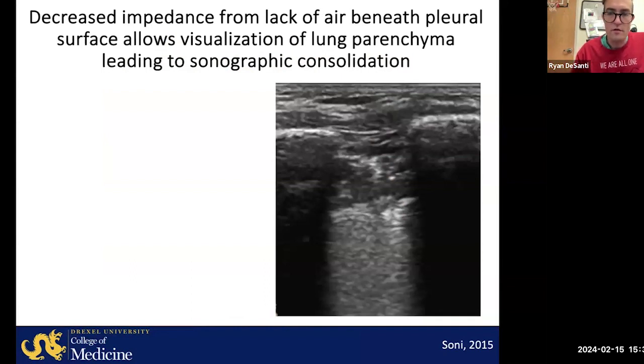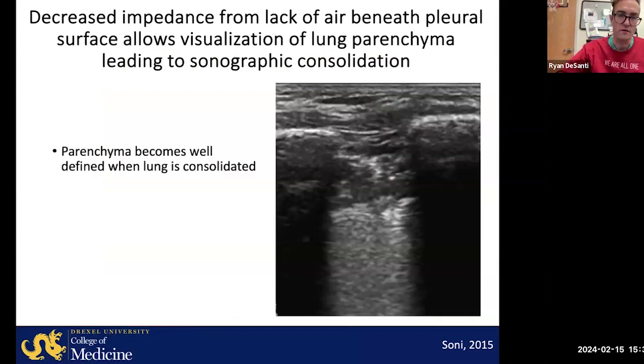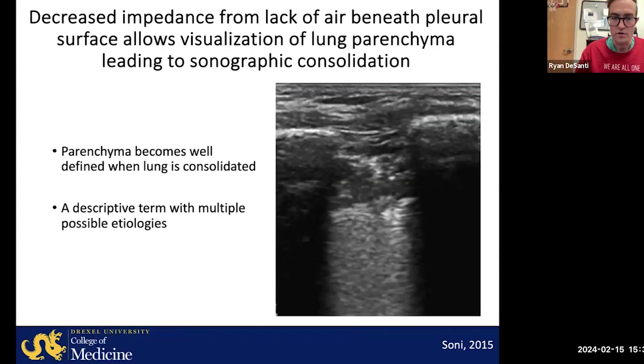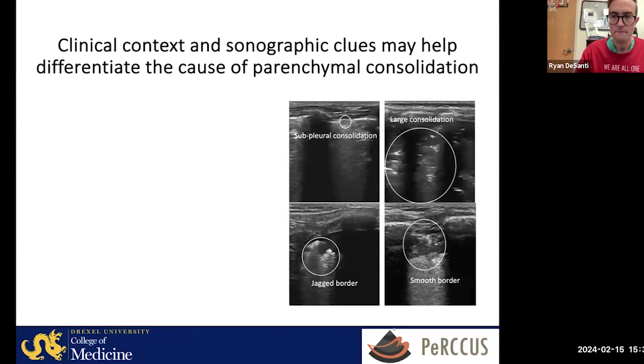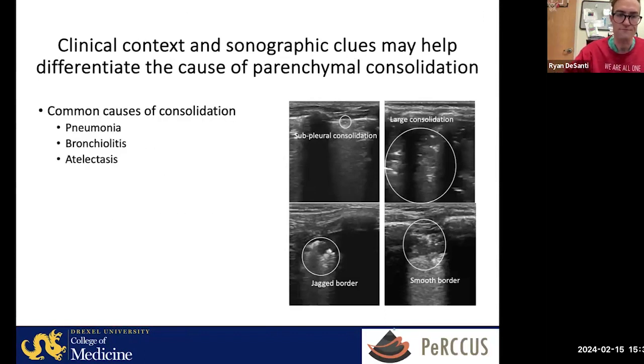Next, what we're going to talk about is lung consolidations. We get decreased impedance when there's a lack of air beneath the pleural surface, and this can allow visualization of the lung parenchyma, which leads to the sonographic appearance of consolidations. And so parenchyma become well-defined when a lung consolidation is present. Consolidation is a descriptive term which has multiple potential etiologies, and it is the clinical context and sonographic clues which may help us differentiate the cause of parenchymal consolidation.